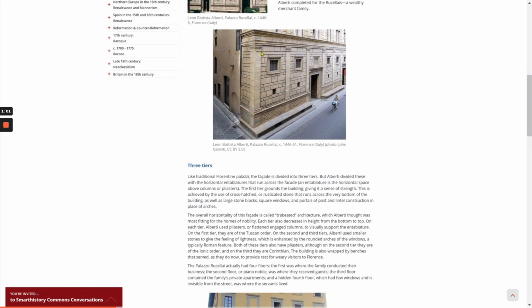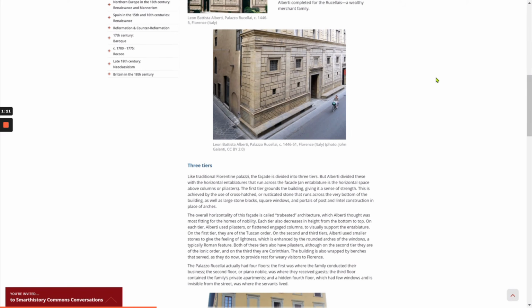And a reminder that we're looking at a pilaster right here. It is a flattened column. The first tier grounds the building, giving it a sense of strength. This is achieved by the use of cross-hatched or rusticated stone that runs across the very bottom of the building, as well as large stone blocks, square windows, and portals of post and lintel construction in place of arches.